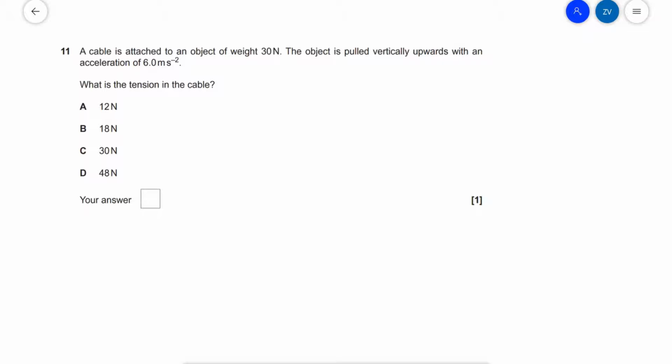Question 11. A cable is attached to an object of weight 30 newtons. If we're given the weight in newtons, let's just quickly convert that to mass. So that will be equal to 30 divided by 9.81, which is approximately equal to 3.1 kilograms. Now we have this object which has a mass of 3.1 kilograms, and this is being pulled vertically upwards with an acceleration of 6 meters per second squared. What is the tension in the cable?